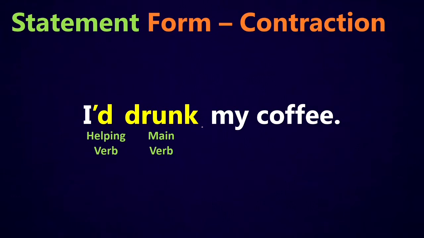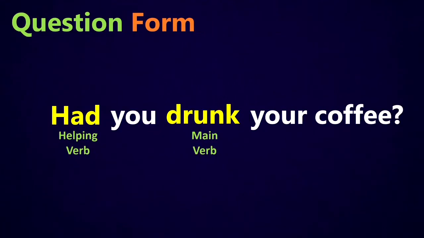Now we can contract this to say I'd drunk my coffee. And this is actually how people are going to use it most of the time if they're using the past perfect when they're speaking. So they will contract the helping verb with the subject. So instead of I had drunk my coffee, I'd drunk my coffee, which when I say it quickly, you don't even really hear the D. I'd drunk my coffee, because there's a D here too. So if you're not paying attention, you might miss the contraction when you're listening to people speak.